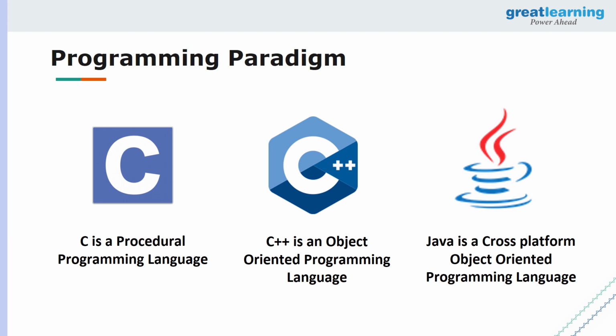Now what is the meaning of all these three things? C is a procedural programming language, which means it follows step-by-step procedure execution. C++ follows the OOPS concept, which means it follows five major concepts of OOPS. Java also follows OOPS concepts, and plus it follows the multi-threading concept with a cross-platform technique. That means we can write and run Java code anywhere on any platform.